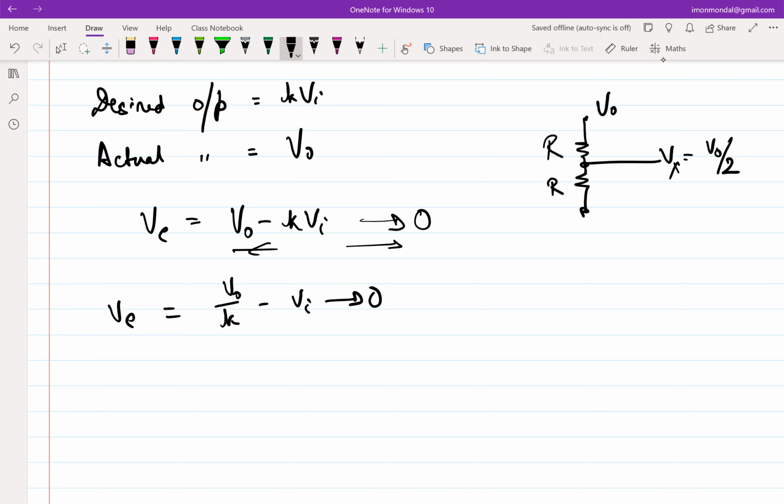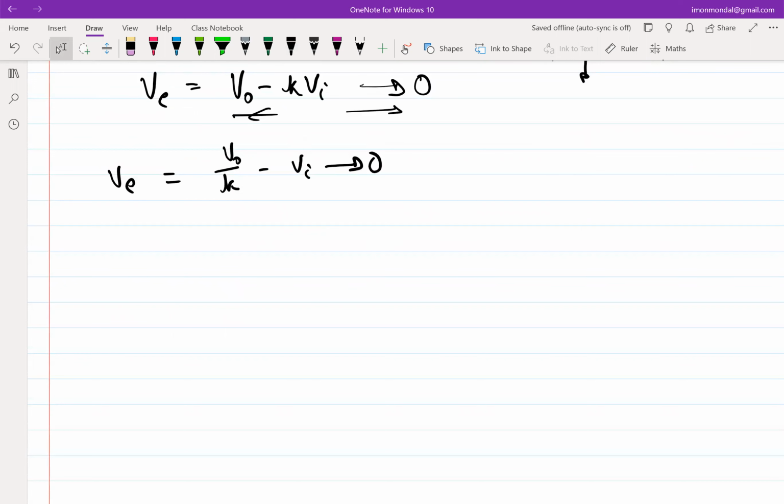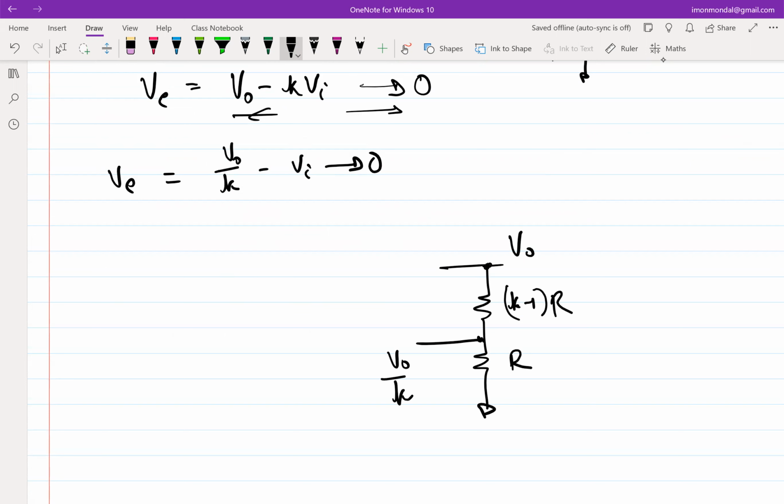Make sense? Okay, so this we can do because K is greater than 1, V0 over K is essentially attenuating V0. So I have V0. What I'll do, I'll put it through a resistor divider. Let's say this is K minus 1 R. This is R. So clearly this is V0 over K. Okay, and this is pretty accurate. So now I'll compare it with the VI. So this is VI.